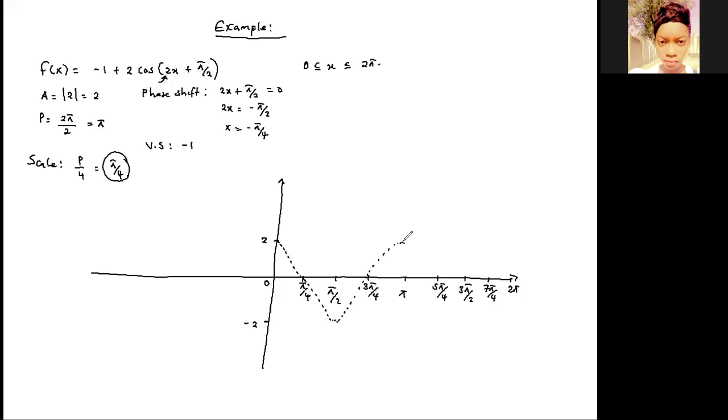Now, since we must go all the way up to 2 pi, we'll have the graph come all the way up to 2 pi also. So it will come all the way up to 2 pi, following the interval. Then we shift it now. Okay.